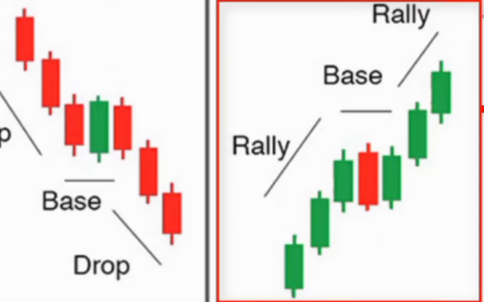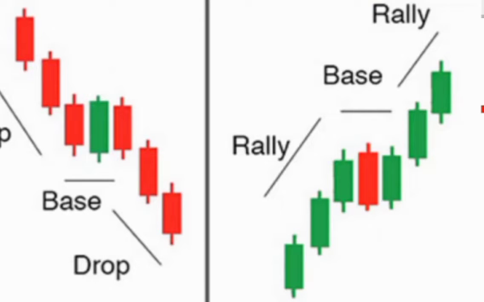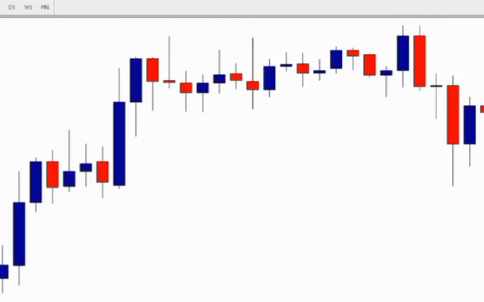A rally is an up move followed by a small consolidation, which is referred to as a base, and followed by another rally which creates the demand zone itself. A rally-based rally will always create a demand zone. They will never create a supply zone. Let me show you a real chart example.